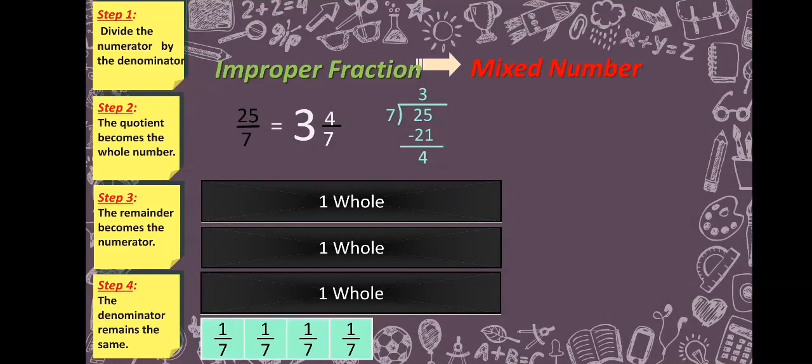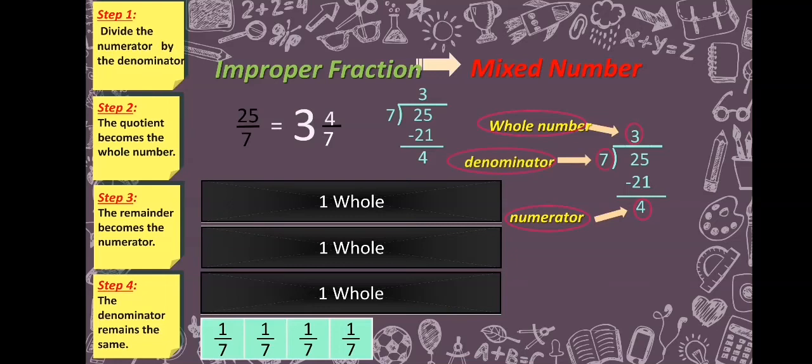Again guys, when we divide the numerator by the denominator, our answer will be the whole number. The remainder will be the numerator and the denominator stays the same. The whole number is the answer. The numerator is the remainder. The denominator is the same.